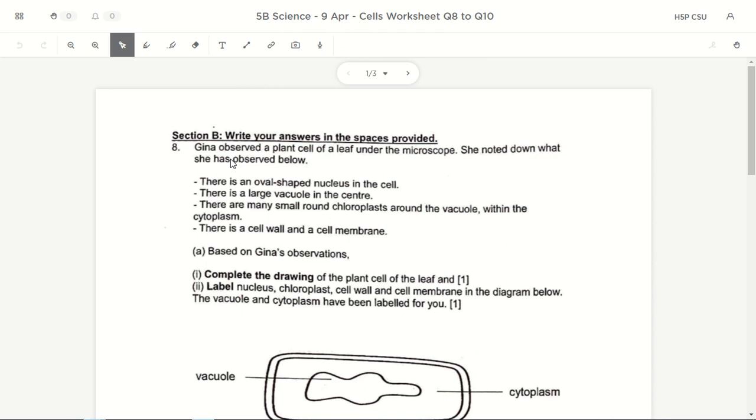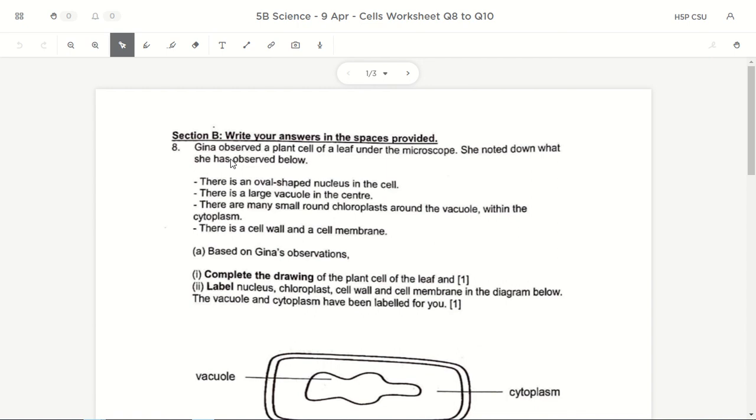Today we'll be going through the answers for last week's homework, which is question 8 to 10. And then after that, your homework today is to finish up the worksheet, question 11 and 12, as well as the exercise 4 in your activity book. Hopefully by tomorrow, we can start a little bit on electricity, and then for the rest of the HPL, we'll be just talking about electricity.